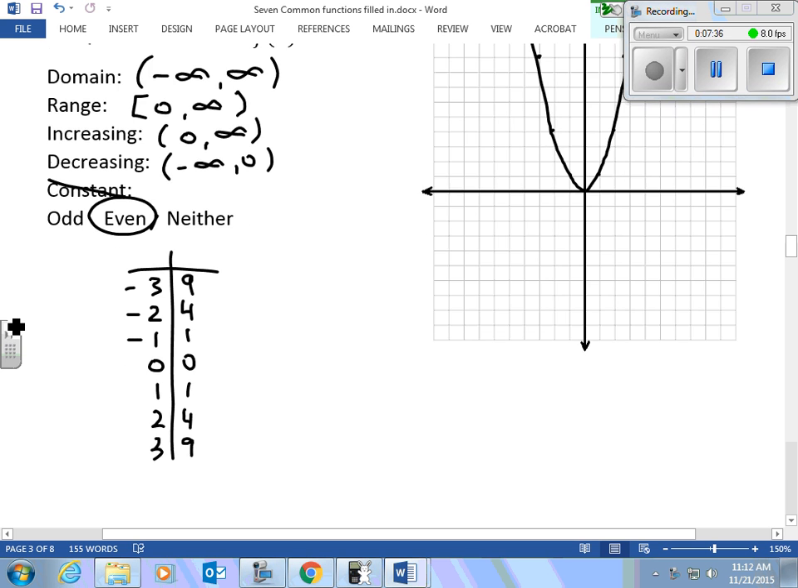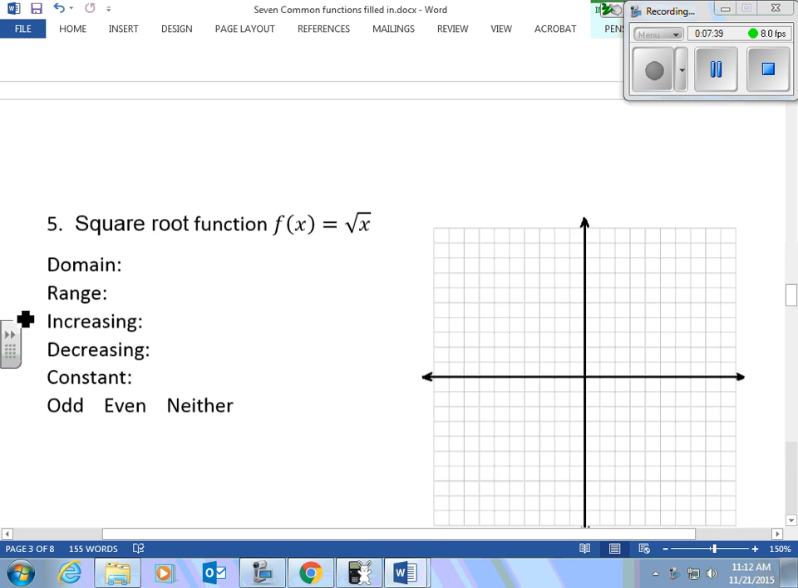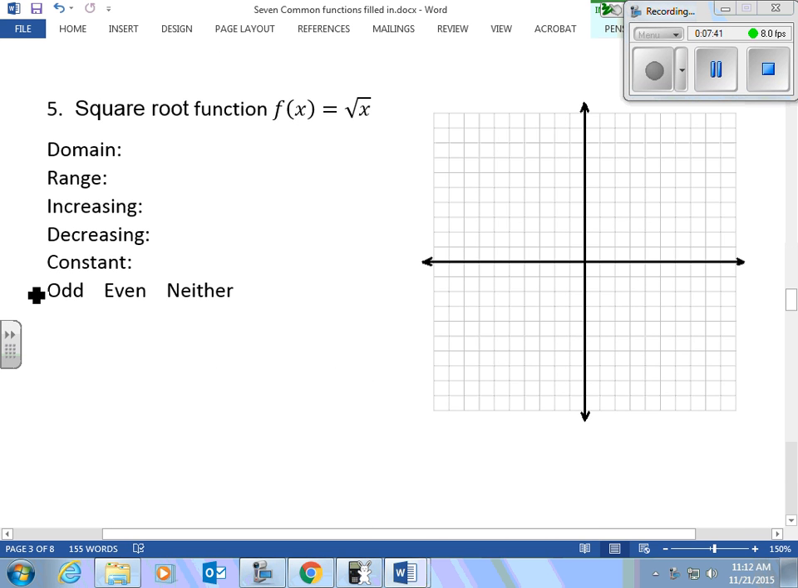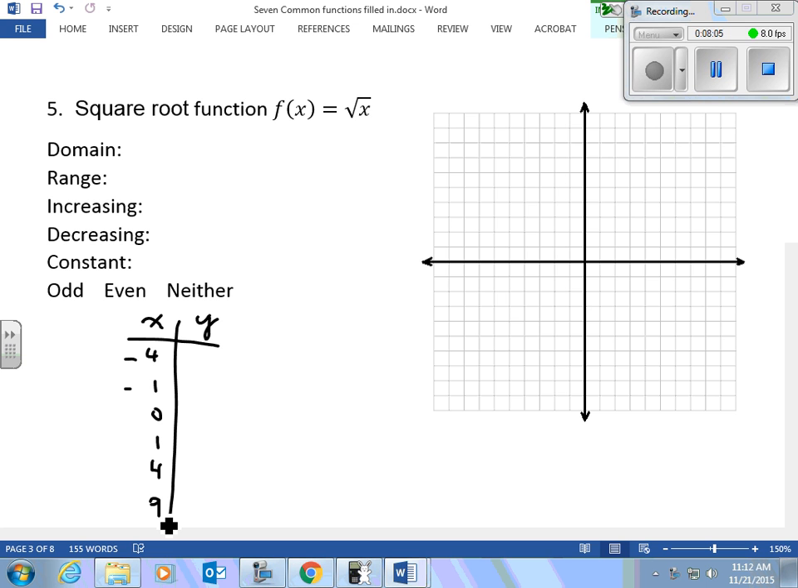And our next function is the square root function. F at x equals the square root of x. So let's create a table of values for this one. And I'm going to pick specific values of x to make it easy to come up with our values for y. So I'm going to do -4, -1, 0, 1, 4, and 9. And y is the square root, and we're using the radical symbol, so we're only thinking positive root. Y is the square root of those.